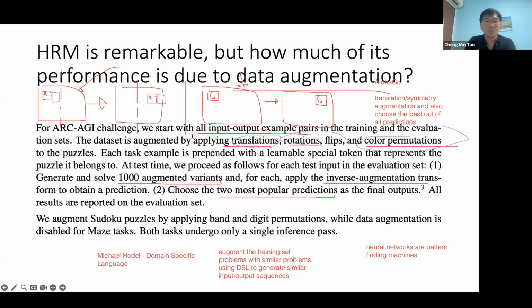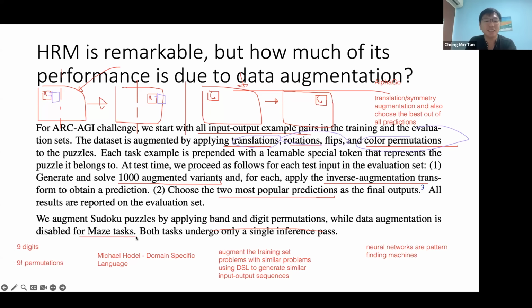Similarly, they also do this for the Sudoku puzzles. They do digit permutations because if you switch the 1 to a 2, and then you switch the 2 to a 1, it makes no difference in the puzzle, because every row, column, and square has 1 to 9 uniquely anyway. You just change the mapping, it doesn't matter. And for Sudoku, because there are 9 digits, you can have 9 factorial permutations. So that's a significant amount of permutations you can have. Data augmentation is disabled for maze tasks because there's not much to permute here. You can't permute the start and the end.